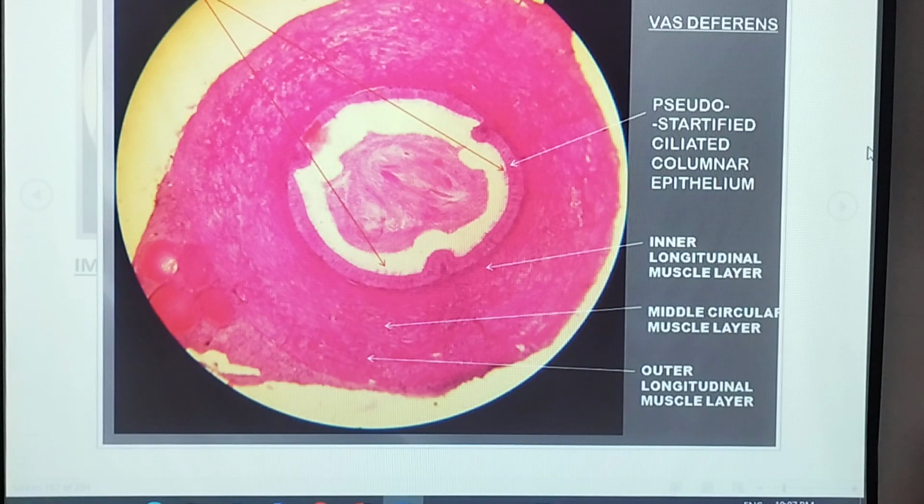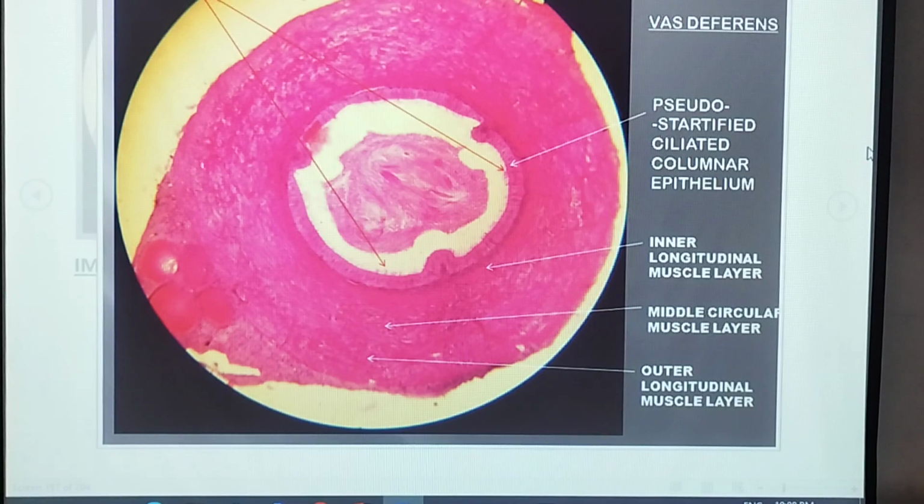So what are the important identification points of the vas deferens or the ductus deferens? First thing is you have a lumen which is lined by pseudostratified ciliated columnar epithelium. The cilia is actually stereocilia. It is non-motile, mainly meant to increase the surface area. Then what other things are you observing? It is quite muscular. There are 3 muscle layers starting from inside to outside. The innermost is the inner longitudinal smooth muscle layer. Then you have the middle circular smooth muscle layer. Then you have the outer longitudinal smooth muscle layer.